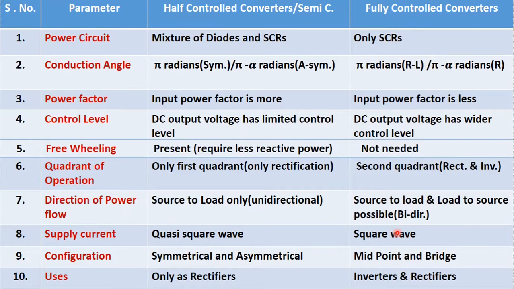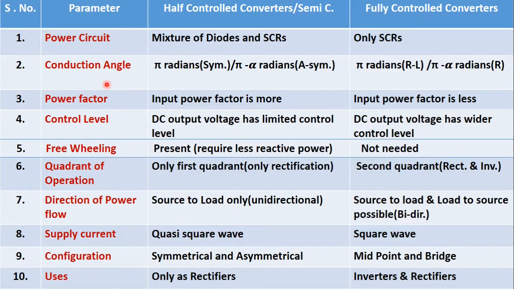Now let us see the difference between this half controlled converter or semi-converter and fully controlled converter with the help of parameters. First parameter is power circuit. The power circuit of the semi-converter is a mixture of diodes and SCRs, as we have seen just now, and the power circuit of fully controlled converters consists of only SCRs or thyristors.